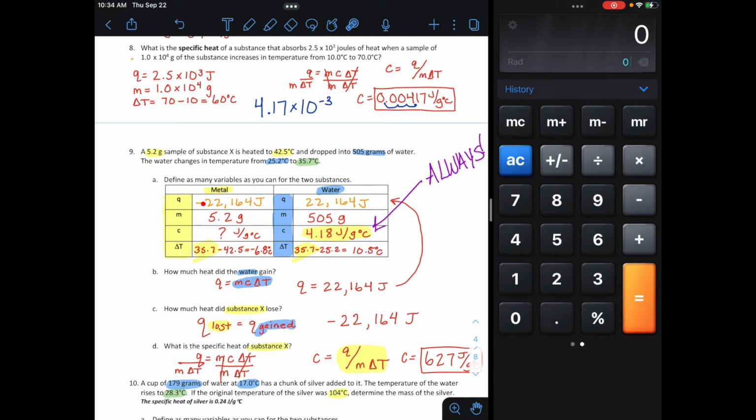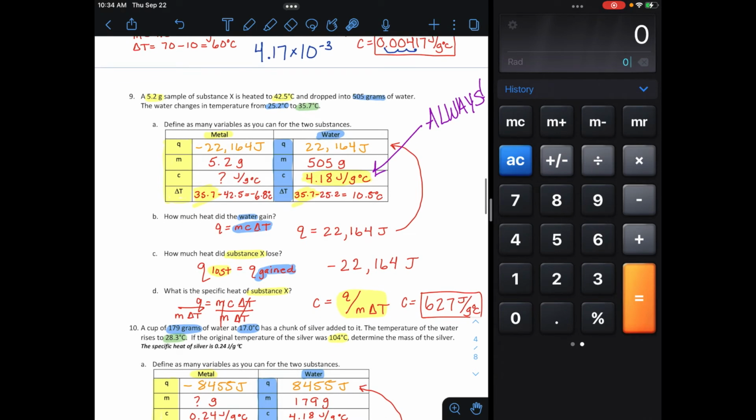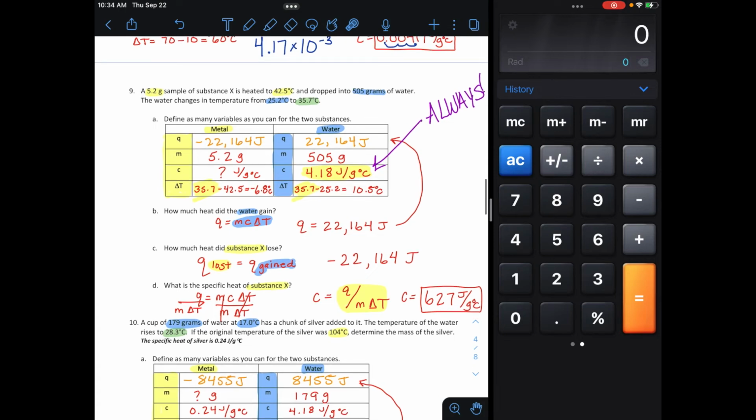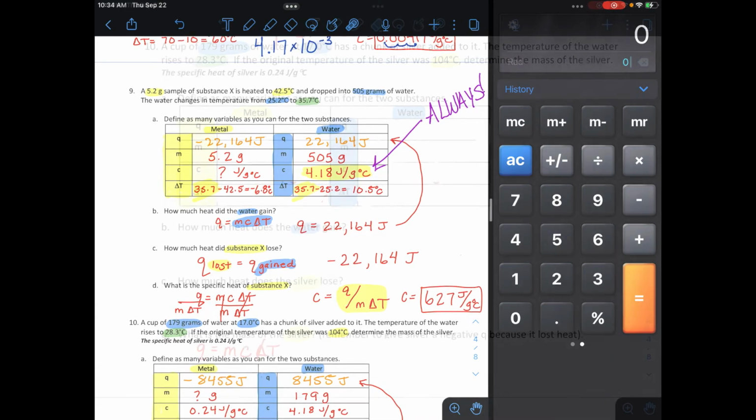Once you have this number, you can go ahead and start solving this equation. What is the specific heat? I rearrange my equation just like I did above, and I get C equals Q over M delta T. I plug that into my calculator, all in yellow here for metal, and I get an answer of 627 joules per gram times degrees Celsius.